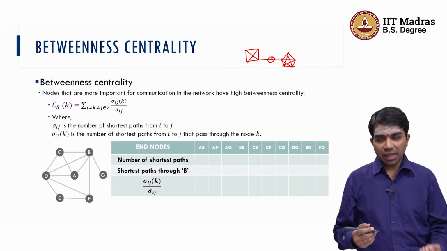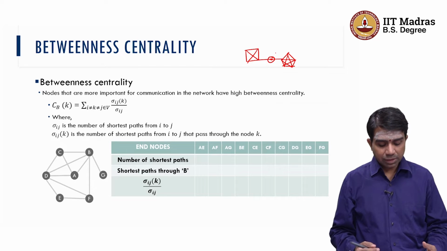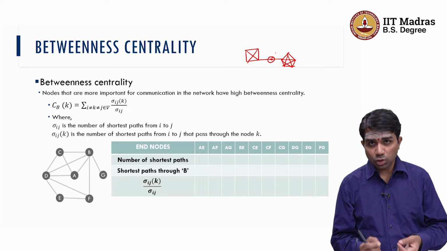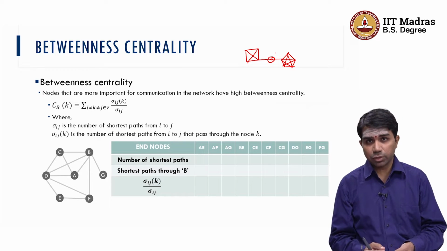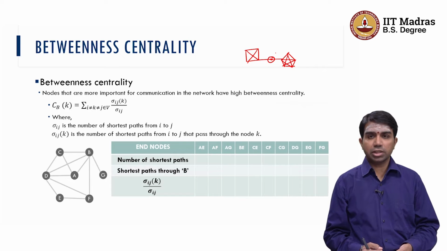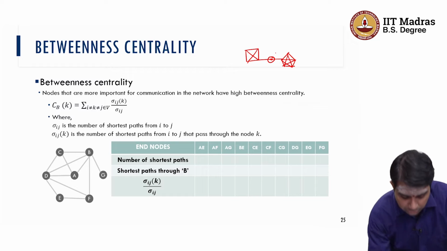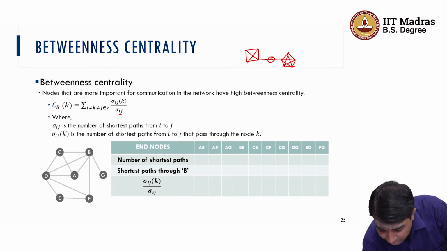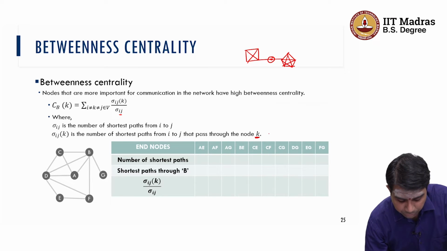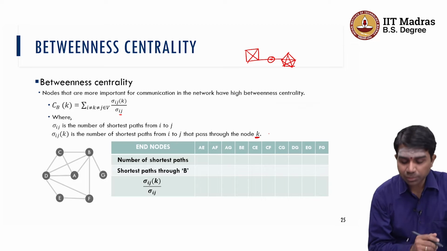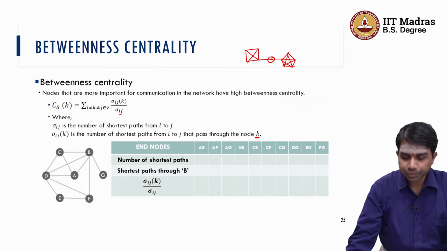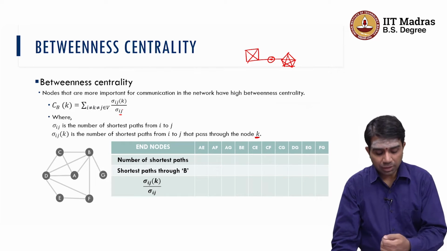For a given node k in the graph, CB of k is given as the fraction of shortest paths that pass through k, the number of shortest paths that pass through k divided by the total number of shortest paths. Okay. So, sigma ij is the number of shortest paths between i and j, and sigma ij of k is the number of shortest paths from i to j that actually pass through the given node k. Okay. And you sum this across all possible pairs i and j. Okay, so this is going to be a sum of several fractions.